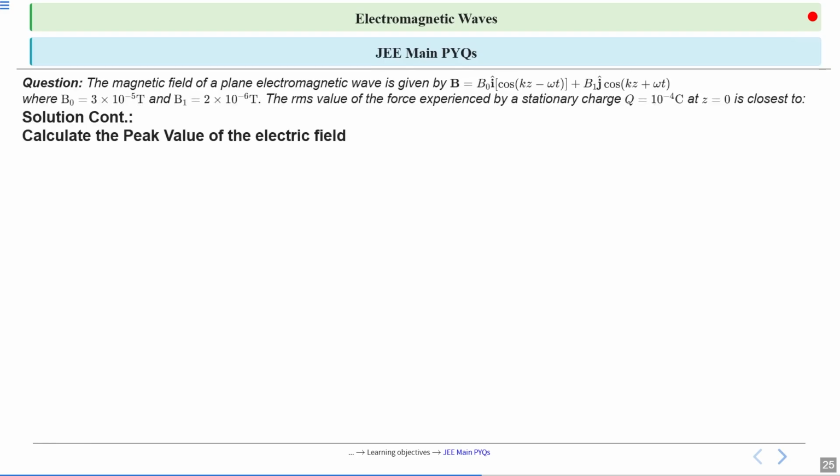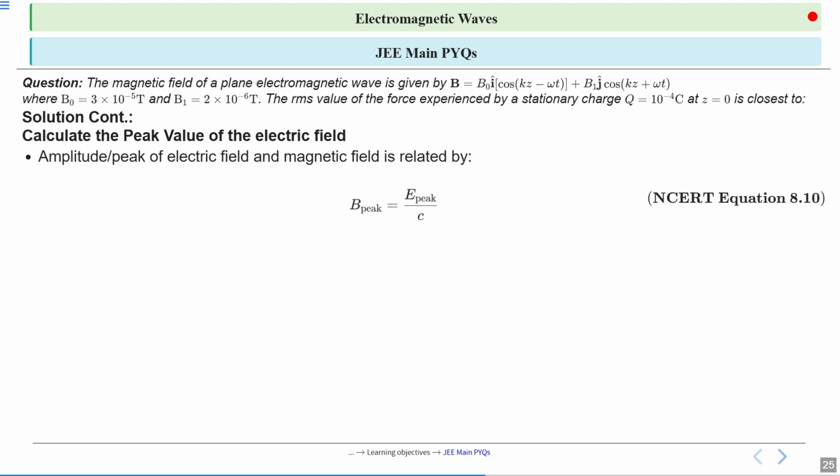Now calculate the peak value of electric field. By the relation of amplitude of electric field, amplitude of magnetic field, and speed of light, we can find the peak value of electric field also. So we know that B peak is equal to E peak upon C. We have discussed the relation B naught equal to E naught upon C, so those are the peak values. So B peak equal to E peak upon C according to NCERT equation 8.10. So E peak will be C into B peak.